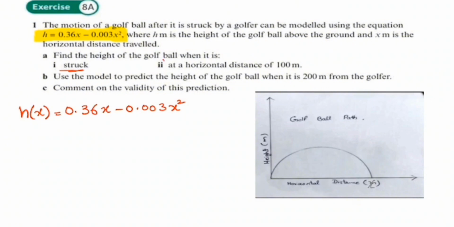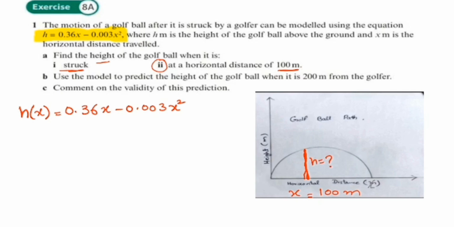In part 2, we are supposed to find the height of the golf ball when it is at a horizontal distance of 100 meters. So when x is equal to 100 meters, we are supposed to find the height. Suppose this is the point where x is 100 meters; we are supposed to find this particular height.